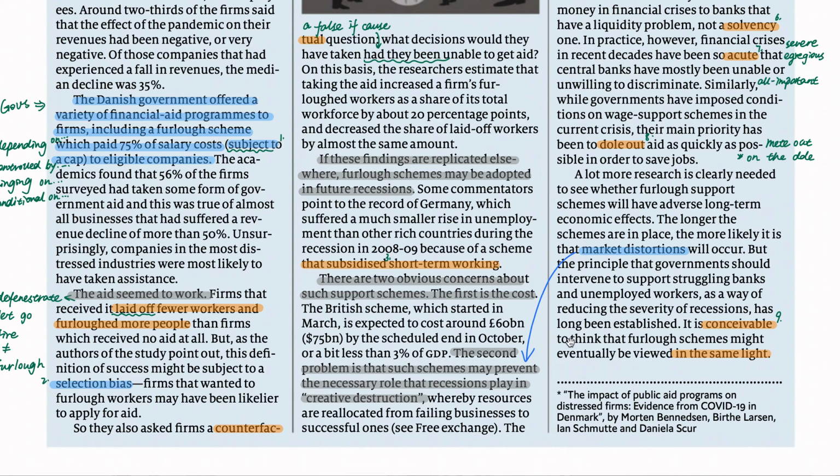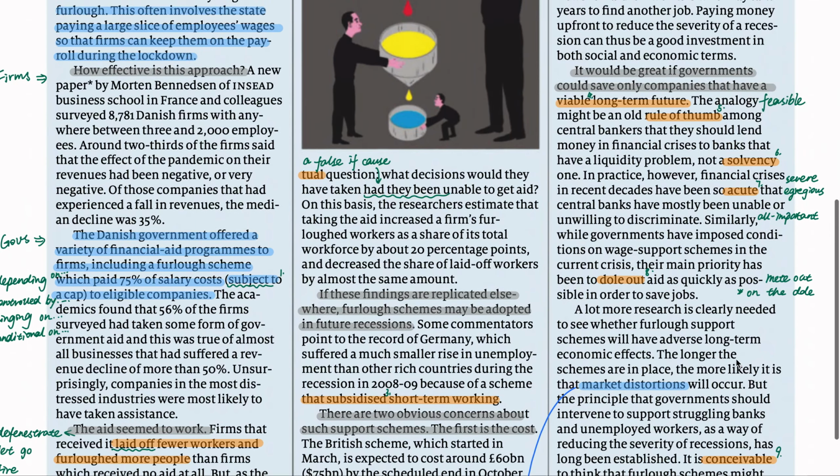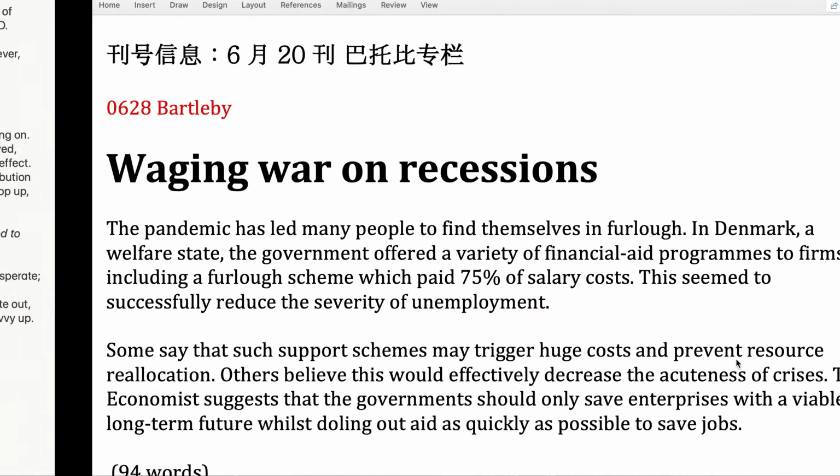It's conceivable to think that furlough schemes might eventually be viewed in the same light. Conceivable means it's imaginable, it's possible, it's practical to do something. In the same light, you could understand it as in the same context. So basically, let's do a quick summary.